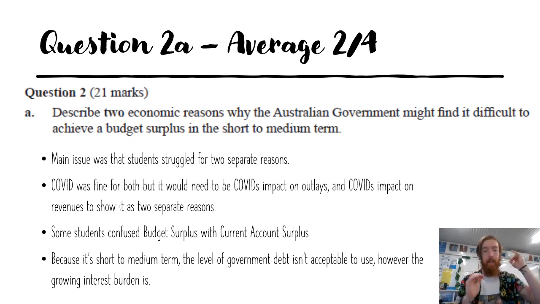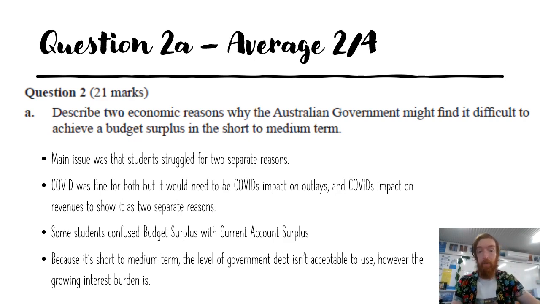Totally different. And because it's short to medium term, the level of government debt wasn't really acceptable to use, because we don't have to pay off that debt in the short to medium term. The growing interest burden, however, is relevant. The more debt we have from going into these deficits, the more interest we have to pay each year, and therefore it's harder to return to surplus. That's relevant, but in the short to medium term, the level of debt isn't, because you aren't paying that debt off. That's a long-term structural issue. So in the short and medium term, only interest is what we're worrying about.